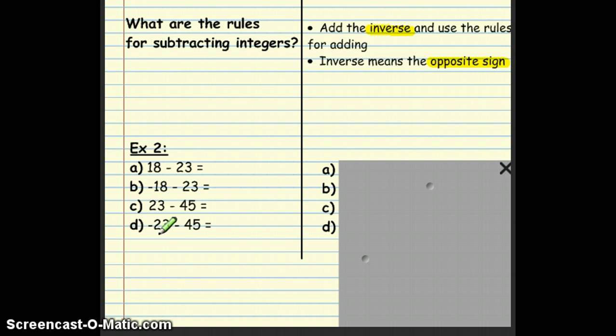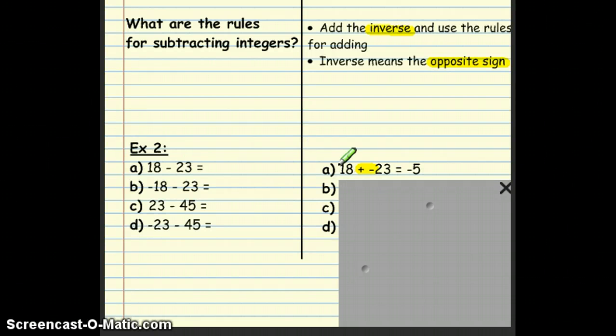Letter A. We're going to do the problem 18 minus 23. Well, we don't want to work with the subtraction, so we're going to add the inverse. So instead of subtracting 23, we are going to add negative 23. And so we're going to rewrite the problem as 18 plus a negative 23. So we're adding the inverse, adding the opposite sign. Then we use the rules for adding.